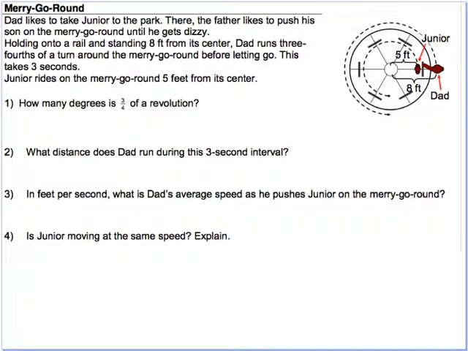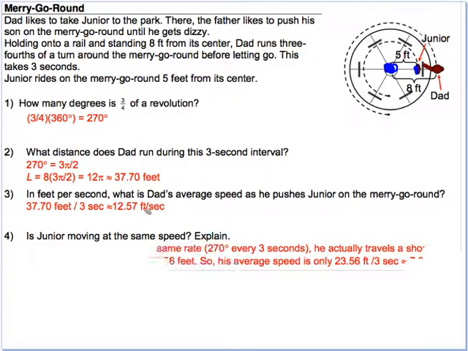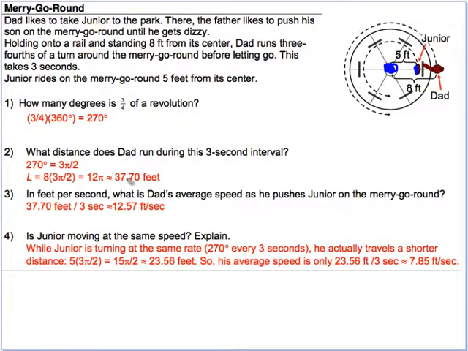Let's look at a problem situation. A dad takes his kid to a park and pushes him on a merry-go-round, which is rotating around the center point. The kid is 5 feet from the center, so his radius is 5, and the dad's radius is 8. I'm going to show you these answers since my time is limited, and then I will walk you through it. How many degrees is 3/4 of a revolution, if the dad runs 3/4 of the way around?